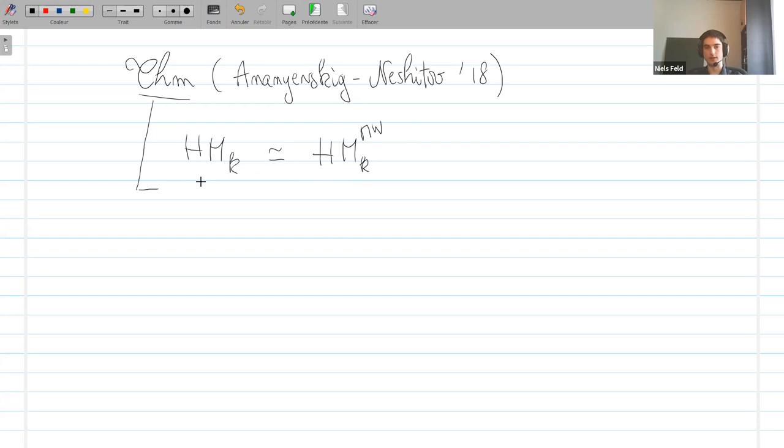And you would like to prove that this old category is equivalent to this new one, and well, this is the case. And for the proof, well, the first proof by Ananyevskiy and Neshitov, I guess they use framed transfers. So again, this is another kind of transfer that I will talk about later, but you have a nice functor from homotopy modules with Milnor-Witt transfers.